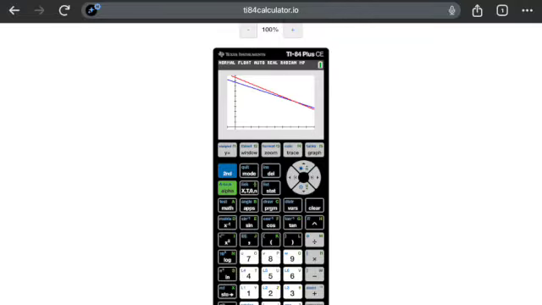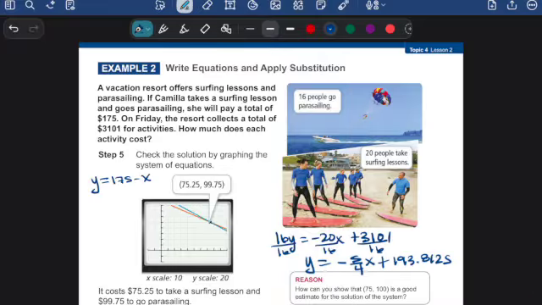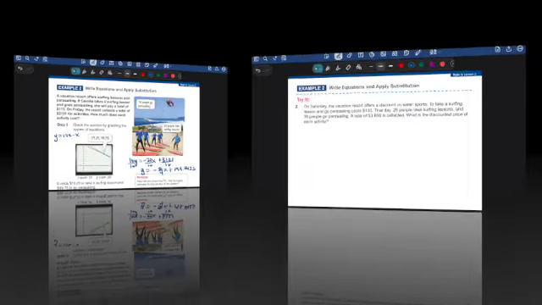Now remember, to find the intersect, we're going to do the calc feature. So second, trace, go down and hit number 5 for intersect. Yes, that's on my first curve. Yes, that's on my second curve. Make a guess, move my cursor down to where it's approximate. And there is our intersection, 75.25, comma 99.75. That is what we got when we solved it algebraically. So to interpret the results, that means it would cost $75.25 to take a surfing lesson and $99.75 to go parasailing.